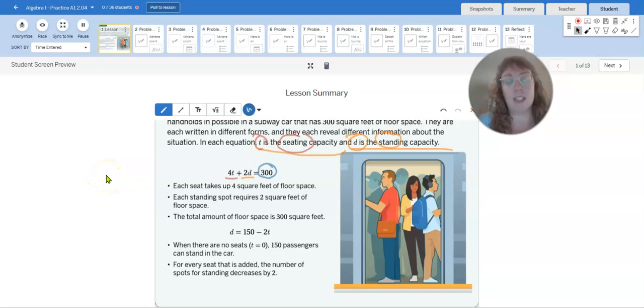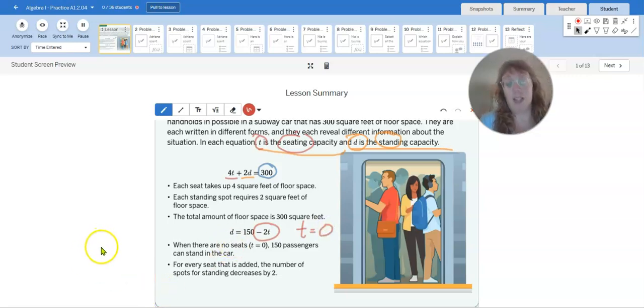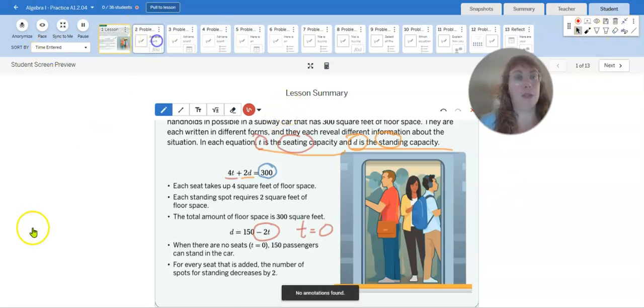The second equation says D equals 150 minus 2t. So D is the standing capacity. If there's no seats, if T equals 0, 150 people can stand. And then for every seat that's added, 2 people have to come out that are standing in the car. Beautiful. So let's take a look at some problems together.